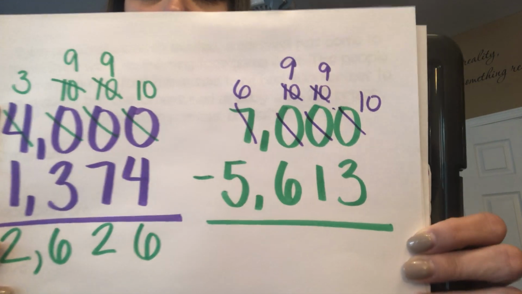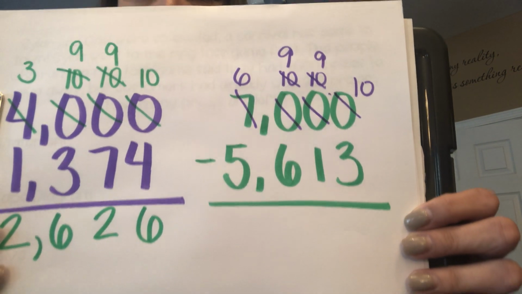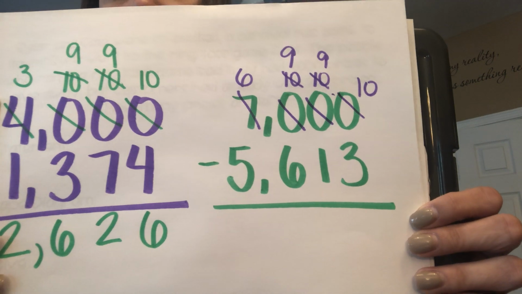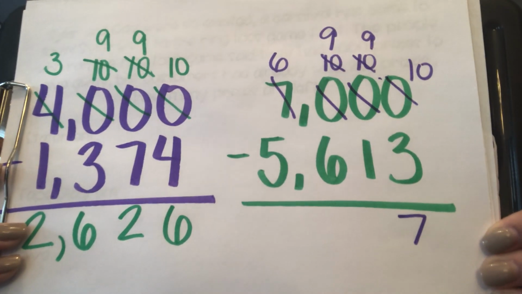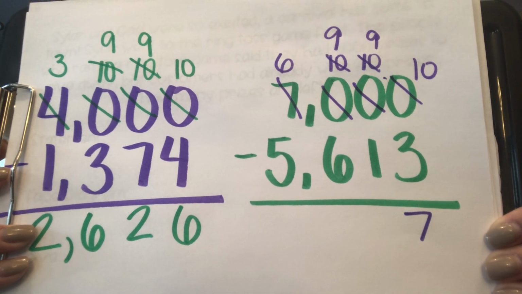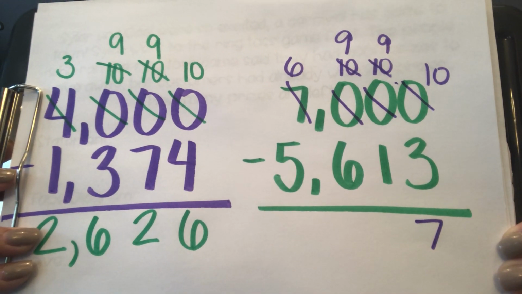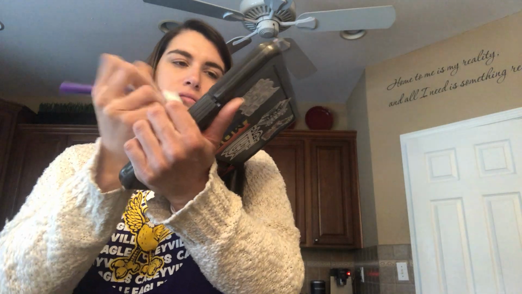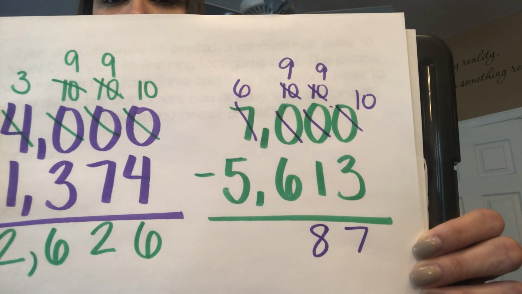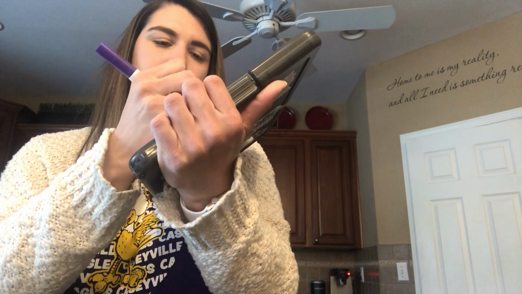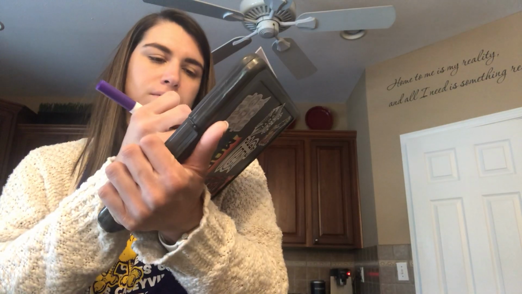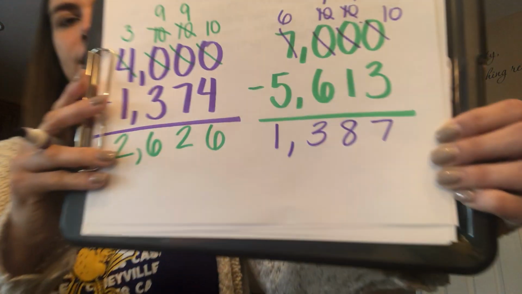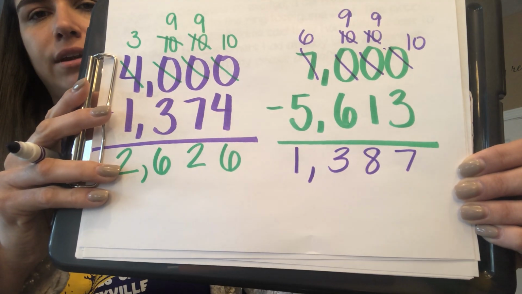So double check that's what you have. And then we're going to subtract. 10 minus 3 is 7. 9 minus 1 is 8. 9 minus 6 is 3. 6 minus 5 is 1. So you should have gotten 1,387. All right, the next one.